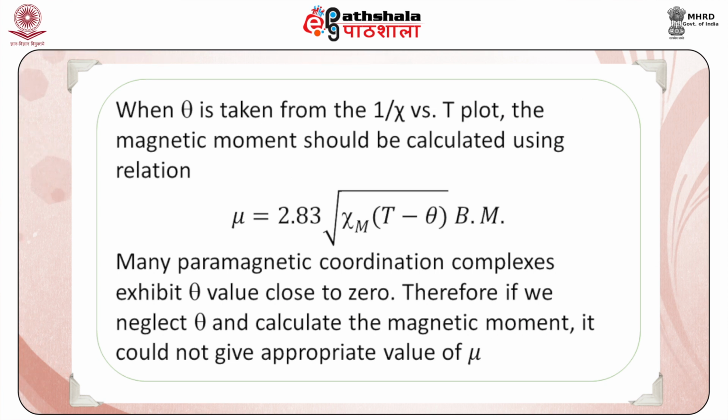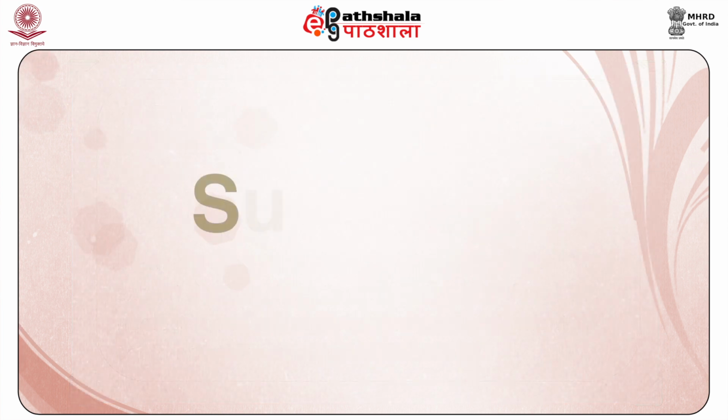When theta is taken from the 1/chi versus T plot, the magnetic moment should be calculated using the relation mu equals 2.83 under root chi_M (T minus theta) Bohr magnetons. Many paramagnetic coordination complexes exhibit theta values close to 0. Therefore, we neglect theta and calculate the magnetic moment. Otherwise it could not give an appropriate value of mu.